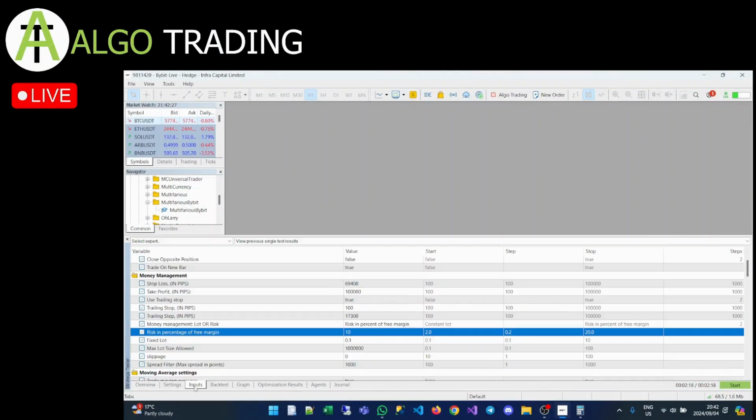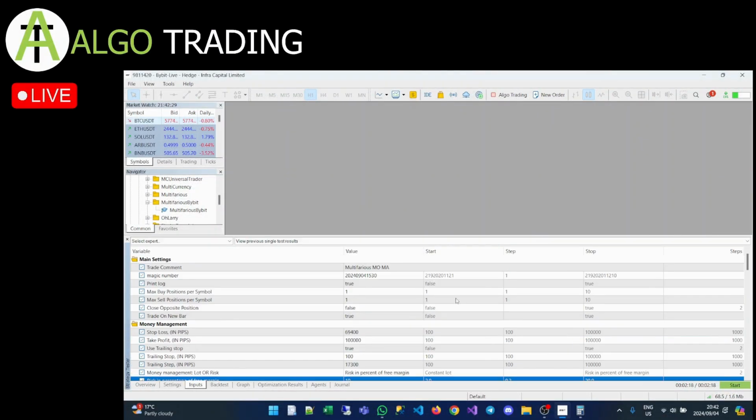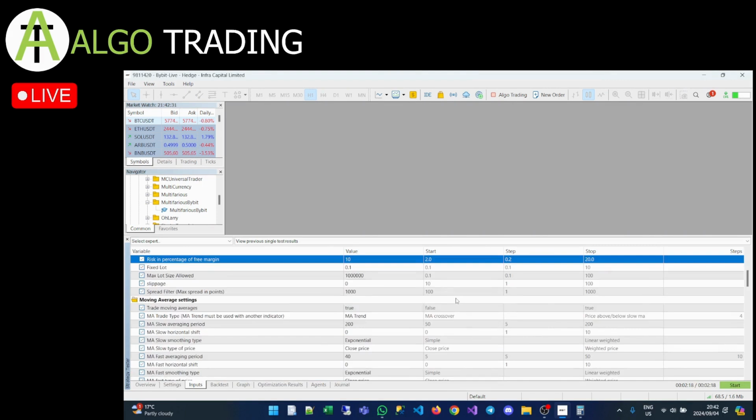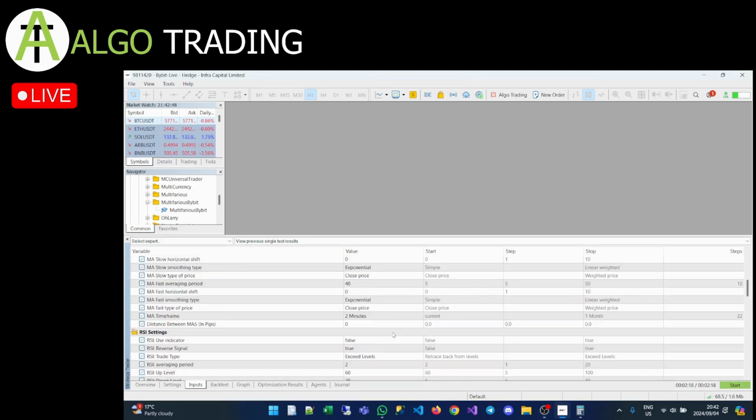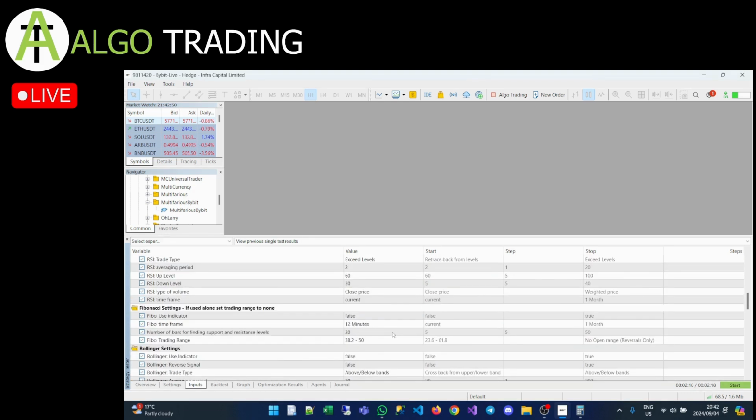Okay, so my momentum strategy, I'm just going to go through it really quickly with you. We've got a 200-day moving average and a 40-day moving average. When the 40-day moving average is above the 200-day moving average, we look for buy positions, and when the 40-day moving average is below the 200-day moving average, we look for sell positions. So that's our first setting.